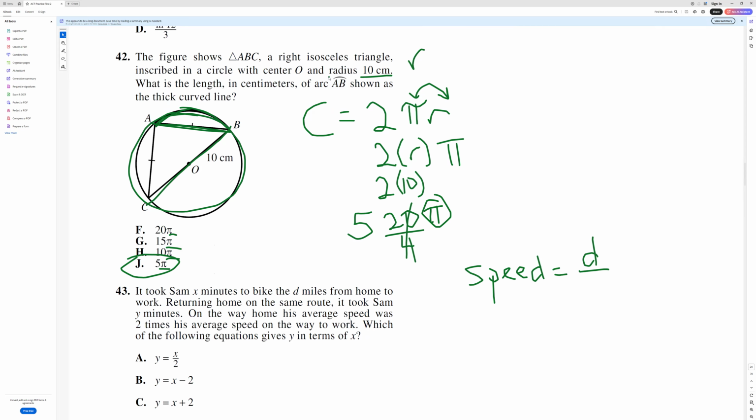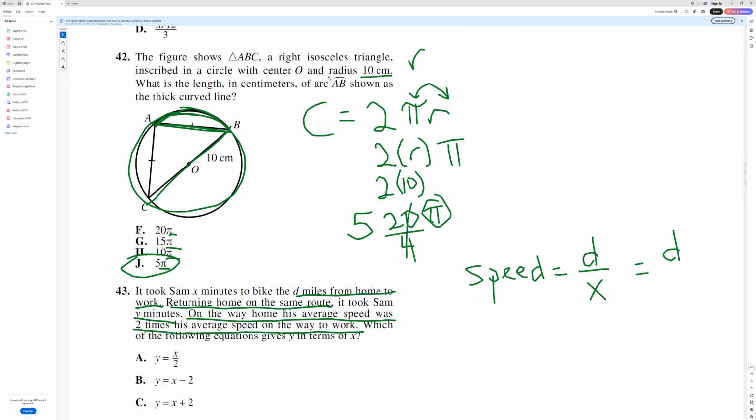Distance over time equals distance over time. So Sam took X minutes, whatever minutes that is, from home to work, but returning home, it took Sam Y minutes. On the way home, his average speed was 2 times his average speed on the way to work. Which of the following equations gives Y in terms of X?